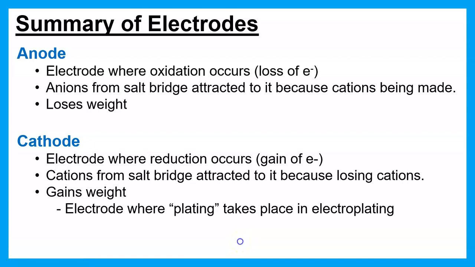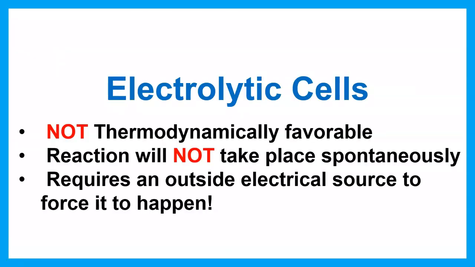All right, other kind of cell, here we go. Electrolytic cells. These are the opposite. They are not thermodynamically favorable. They are not going to happen all by themselves. You need to hook them up to some kind of outside electrical source in order for them to happen. You're going to have to supply electricity to force the reaction to run in the opposite direction that it wants to be running.